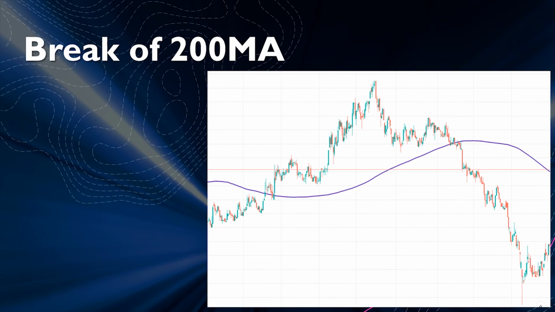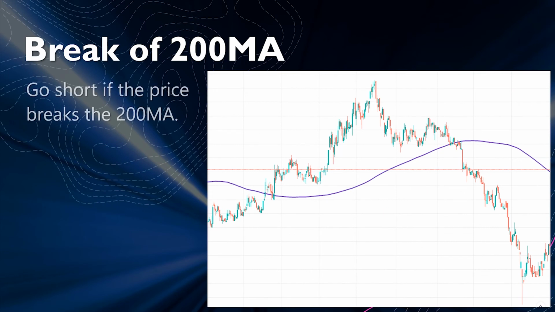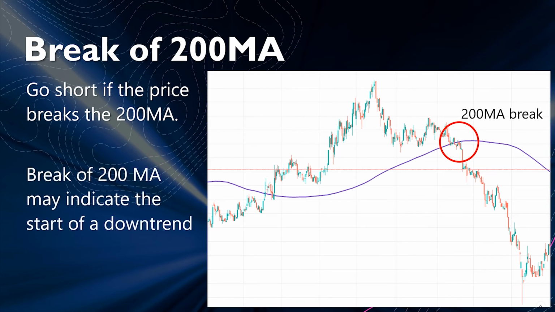MA 200 is considered by many traders as a strong support, and the last stand for long-term uptrend. Therefore, when the price breaks below, it may signal the start of downtrend. Go short if this happens.